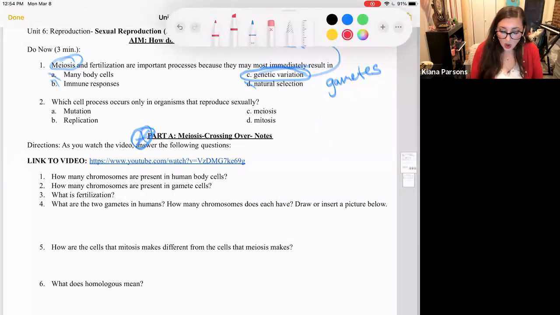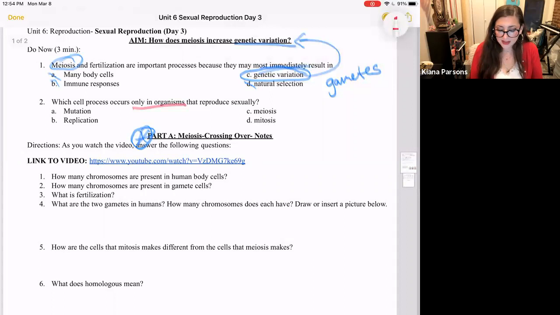So, which cell process occurs only in organisms that reproduce sexually? And all of these other things occur in other organisms, mutation, replication, and mitosis, but sexually reproducing organisms engage in meiosis because, again, this is how we create gametes. So crossing over is that process that I just very poorly illustrated. Please go ahead and stop this video now, open up that Amoeba Sisters video and watch it before you answer these questions.